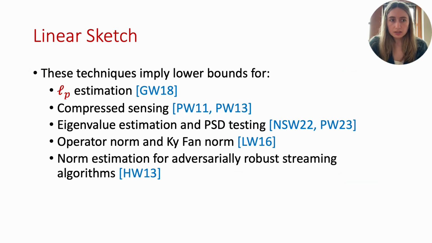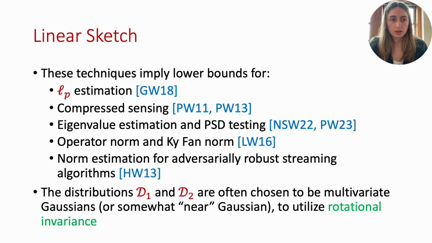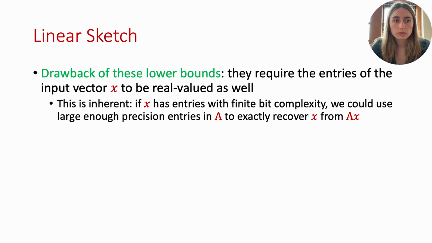So similar techniques have been used to imply lower bounds for many problems, including Lp estimation, compressed sensing, eigenvalue estimation, operator norm and Ky Fan norm, and also norm estimation for adversarially robust streaming algorithms. And it's true that these distributions, D1 and D2, are often chosen to be multivariate Gaussians or slightly shifted from Gaussian, maybe with a spike, to utilize rotational invariance.